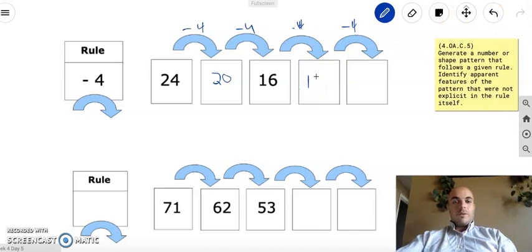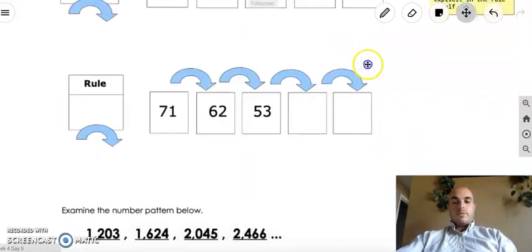Not a very good one. There we go, 12. And then it's another 4 from that. 11, 10, 9, 8. So 8. Awesome. All right, let's scroll down.